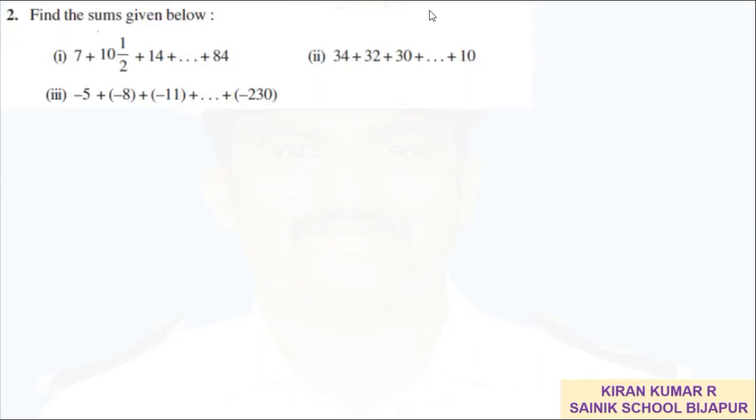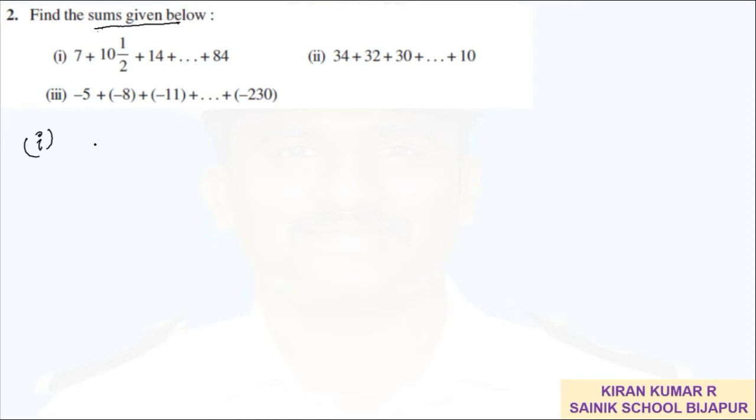Second question, find the sum of the sums given below. 7 plus 10 and a half plus 14 plus so on until 84. What does 84 refer to here? This 84 refers to the nth term. So let me solve the first one.